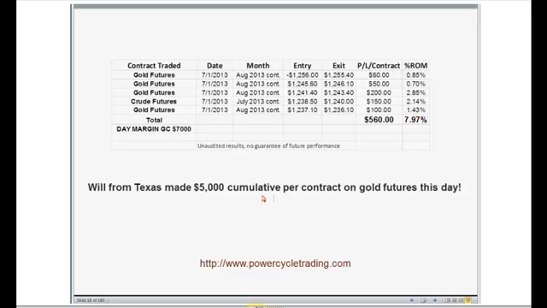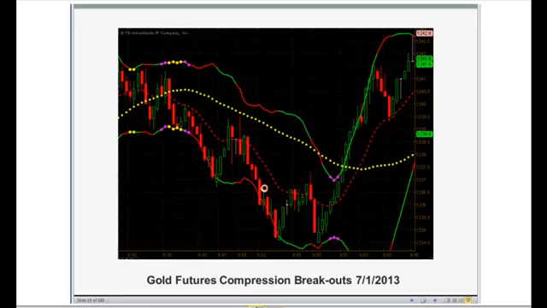I had one member yesterday who made over 5,000 cumulative per contract on gold, and he trades more than one contract. So you can figure that out. He'll trade 2 to 3 to 4 contracts. So in one day, he made over $5,000, and that was just on gold. He also made $500 as well, and that's all using the same system that I developed for all of our trading.